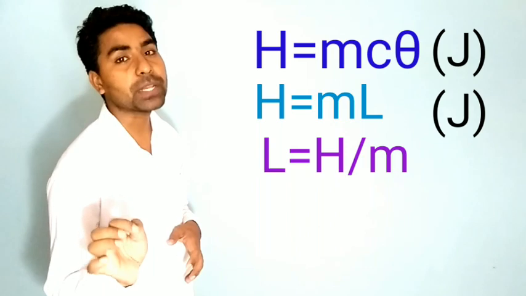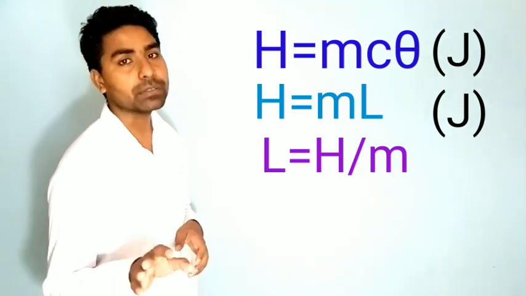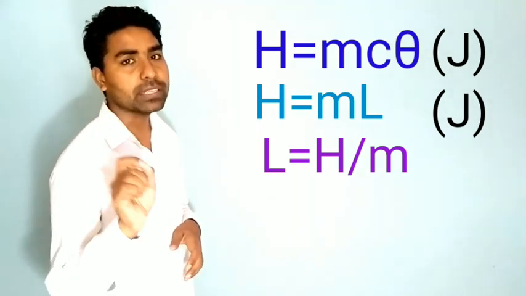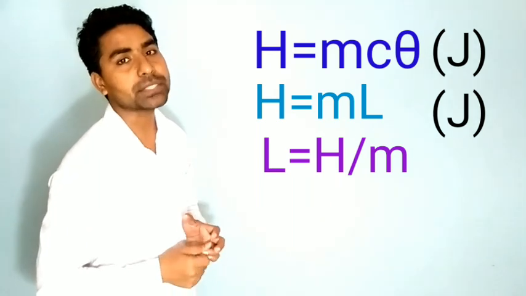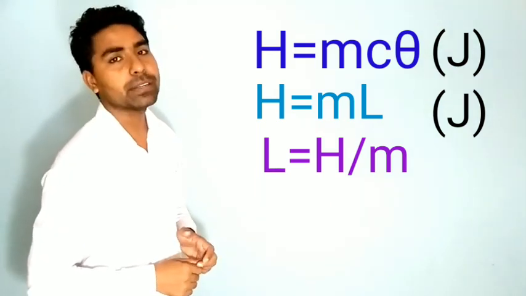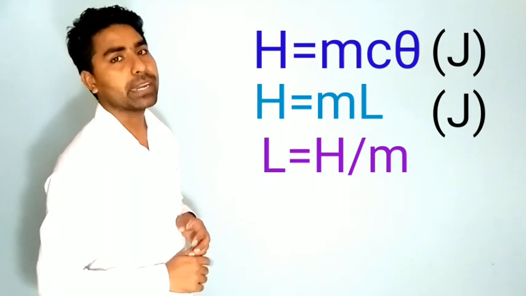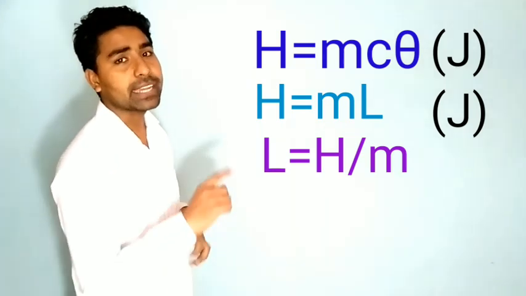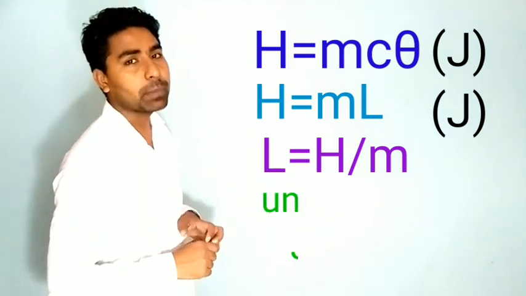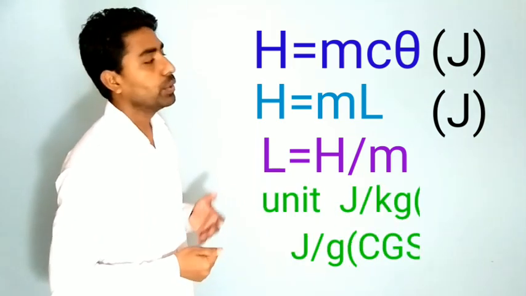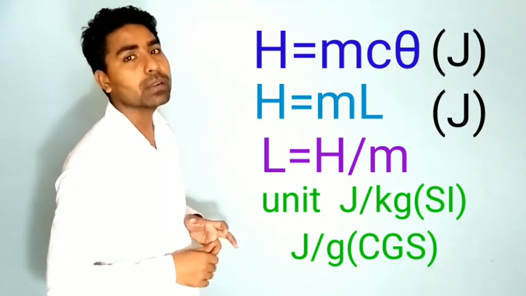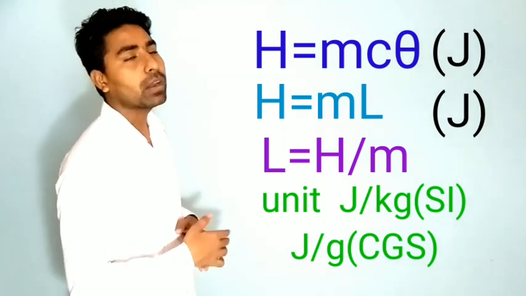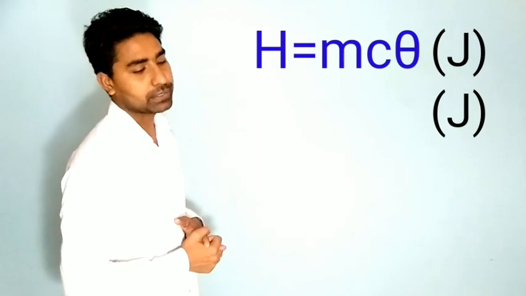L is the specific latent heat of fusion or freezing, but we are talking in general. L is the specific latent heat. What will be the unit? L is equal to H upon M. H has a unit of joule and M has a unit of kilogram. So L has unit joule per kilogram in SI or joule per gram in CGS. So these are about the latent heat, the fusion, the melting.